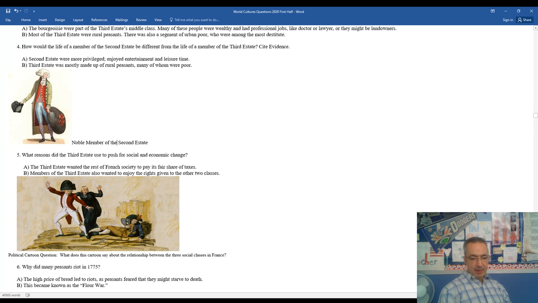6, why did many peasants riot in 1775? Well, this was nicknamed the Flour War or the Bread War. The high price of bread led to riots as peasants feared that they may starve to death. Bread was kind of the staple of the average diet within French society during this period of time for the lower class members of the Third Estate. And when bread prices skyrocketed out of control, this was a huge concern for your average person.